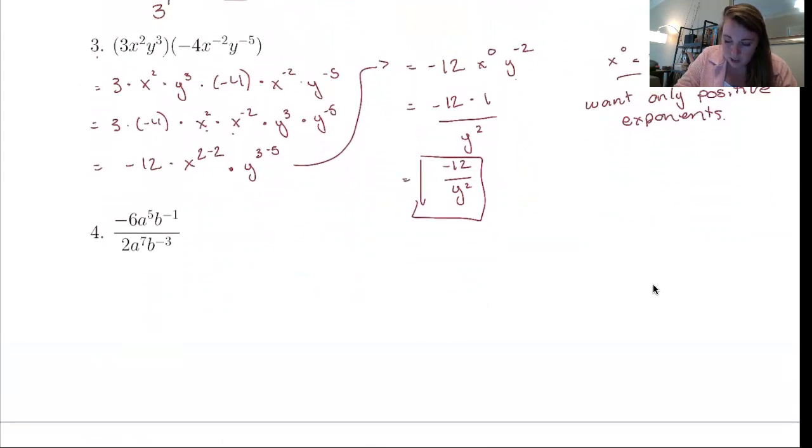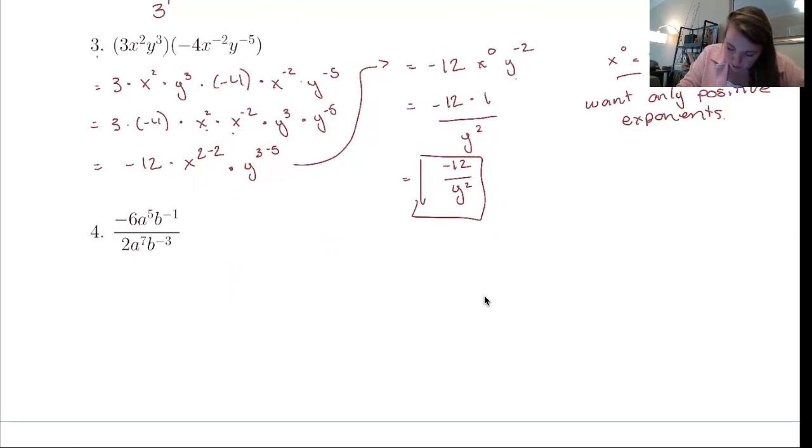So my variables here are a and b. I have -6 times a to the 5, b to the -1, divided by 2, a to the 7th, b to the -3. Again, there's lots of different ways to do this. My suggestion is to handle the constants, just the numbers on their own, and then bring all the variables to the numerator.